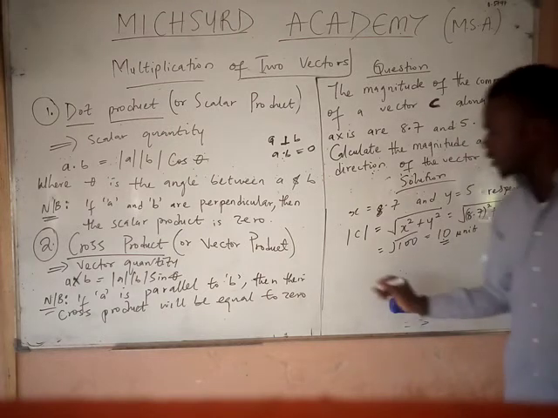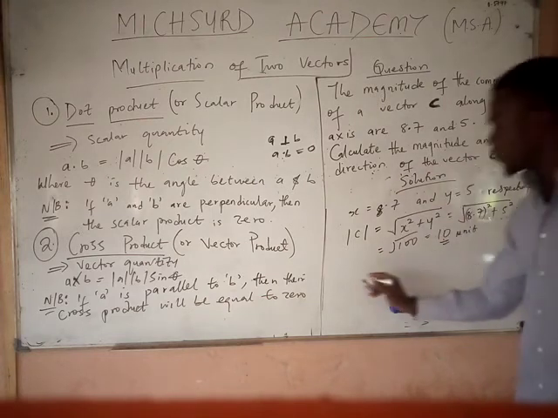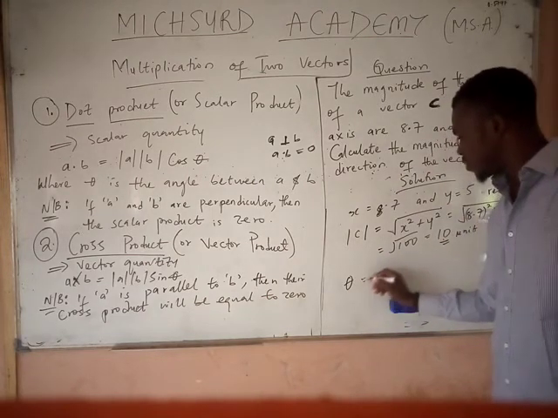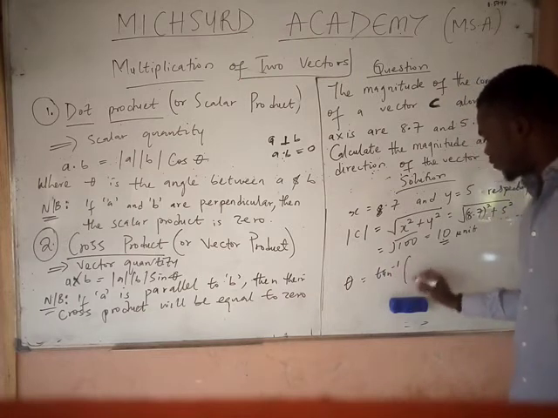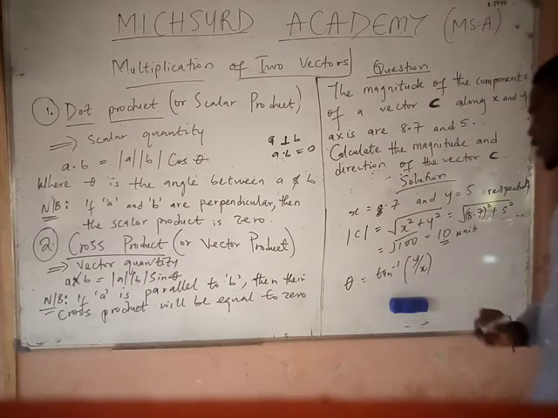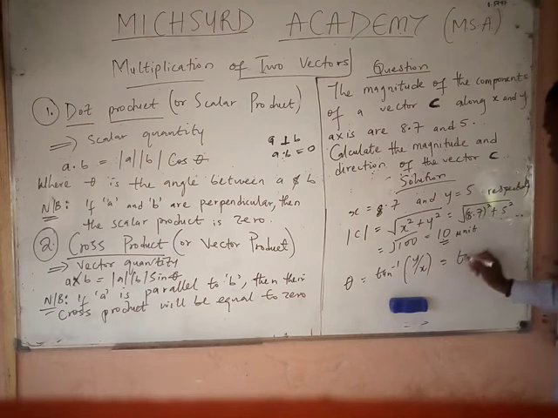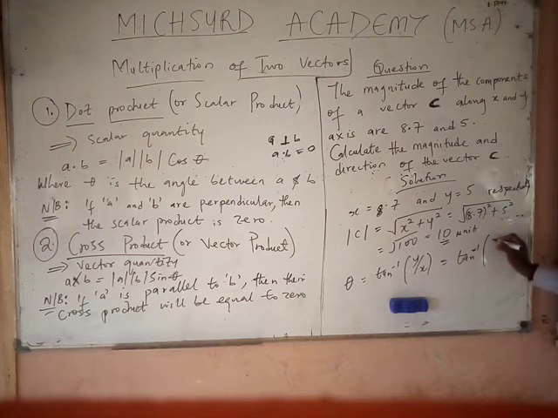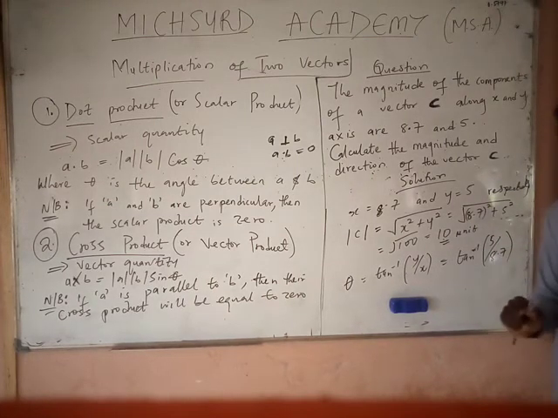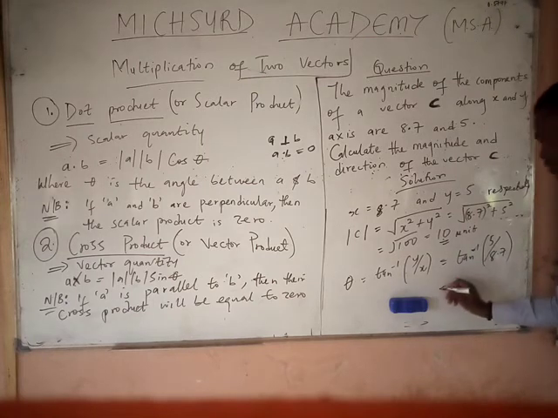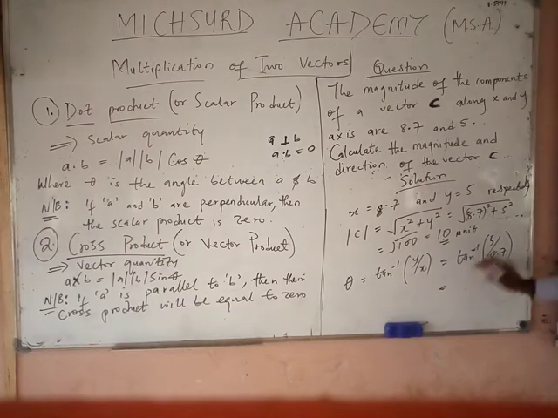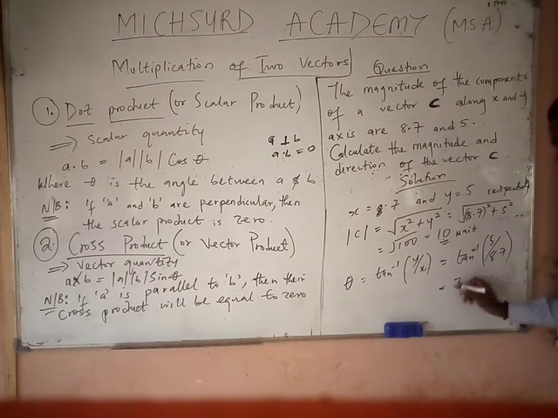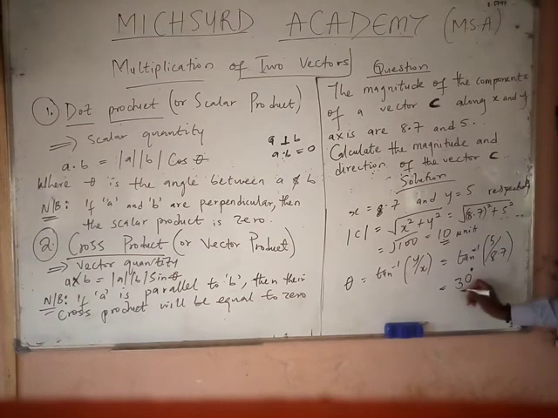So the next one is to get the direction. We have this formula to calculate the direction: theta is equal to the tan inverse of y all over x. So by substitution, this will be equal to the tan inverse of 5 all over 8.7. If you punch that in your calculator, finding the tan inverse of the whole of this, it will give us 30 degrees. So our answer here is 30 degrees.